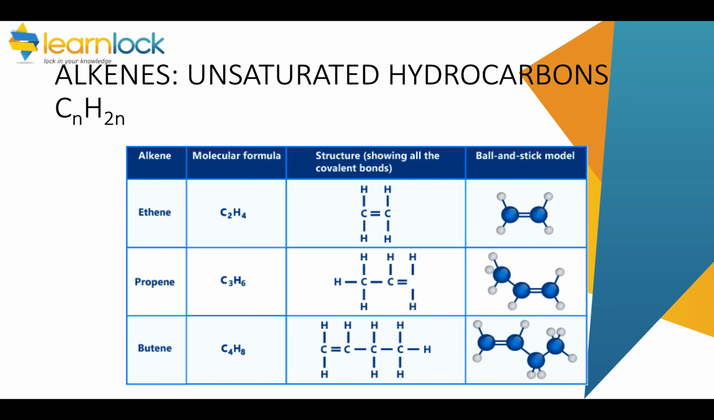Starting with alkenes, these are unsaturated hydrocarbons. So that means they only contain hydrogen and carbon, but this time they have a carbon-carbon double bond. For example, if you look at ethene, it has a double bond here, propene's double bond is here, and butene. The general formula is CnH2n, which basically means the number of hydrogens is double the number of carbons.